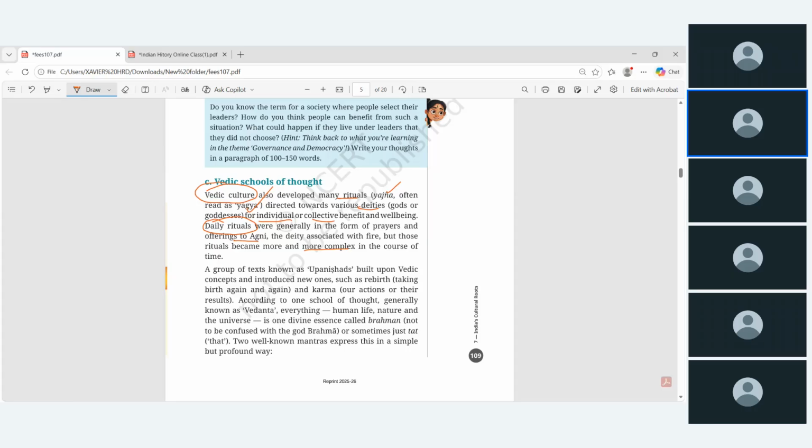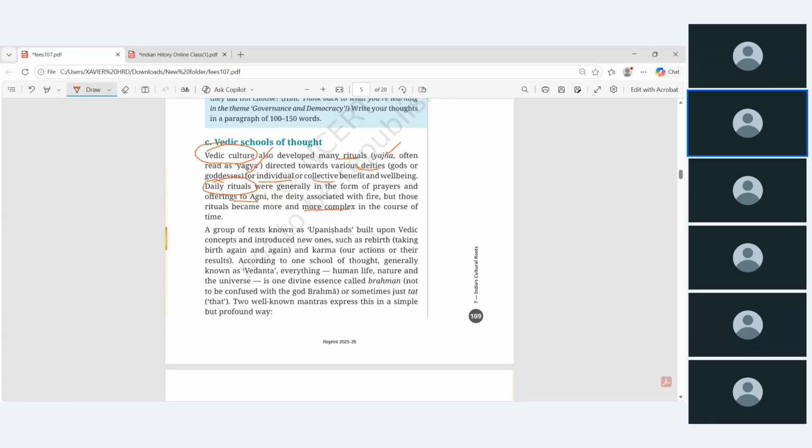Another contribution given by the Vedic civilization is a group of texts, the Upanishads. We will study more about the Upanishads in the offline class. But here the Upanishads highlight two main things. One is that the Upanishads talk about rebirth, and they talk about karma. Karma means whatever you do will be reflected in the future.